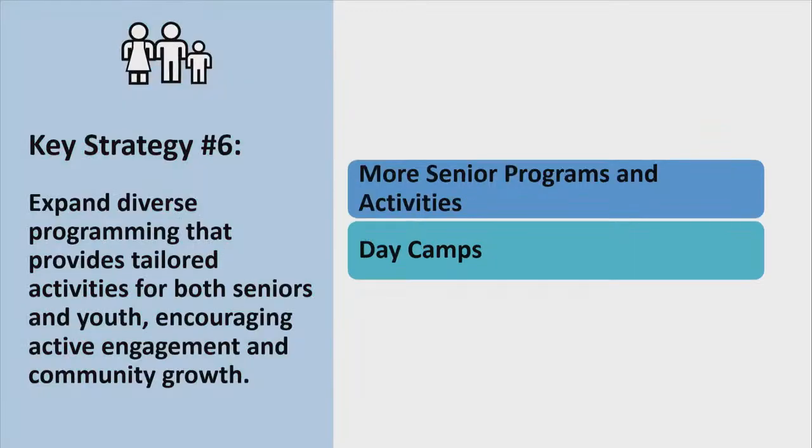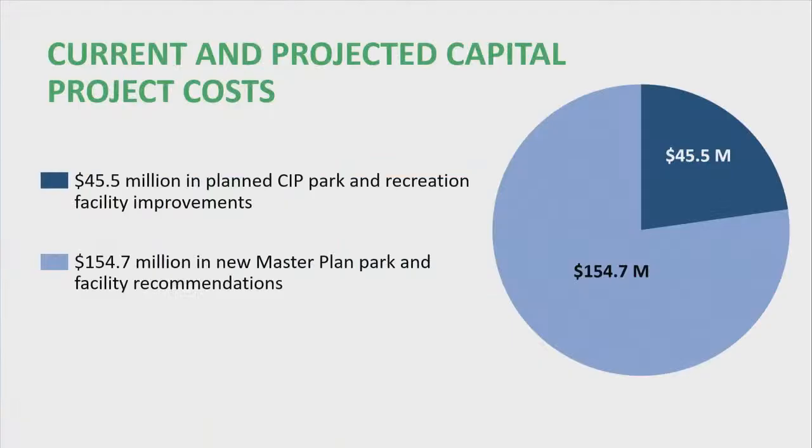Key strategy 6, the last one here, is expand diverse programming that provides tailored activities for both seniors and youth, encouraging active engagement and community growth. Looking at goal 6.1 there, goal 6 is supported by more senior programs and activities, fostering community and well-being through expanded social clubs, fitness options, creative arts programs for seniors, as well as goal 6.2, flexible day camp programs, options for working parents through full day, half day, and through school partnerships, another successful element in starting to offer those day camp facilities for working parents.